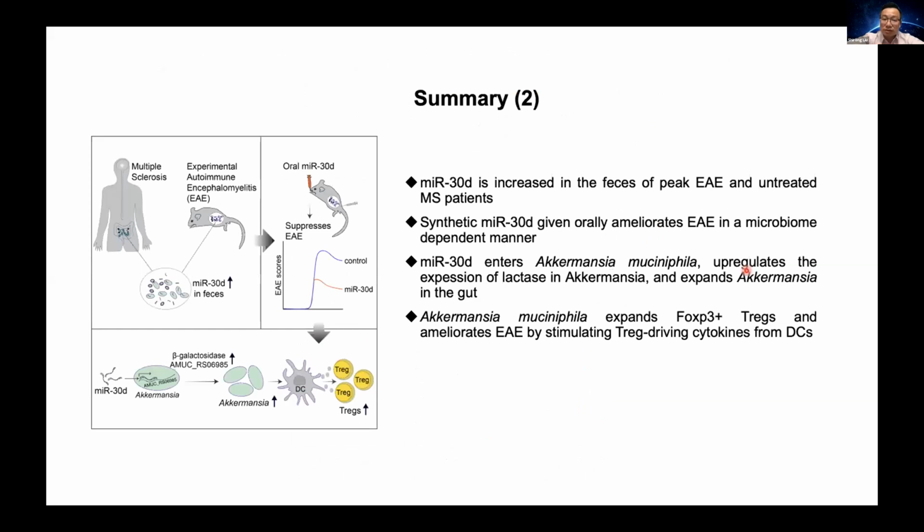Here I just want to summarize the second part. We found the microRNA miR30 is increased in the feces of peak EAE and untreated MS patient. And we found that the synthesized miR30, given orally, can improve EAE in a microbiome dependent way. We found miR30 can enter the Akkermansia, upregulate expression of the lactase in Akkermansia, and expand the bacteria in the gut. And Akkermansia can expand the Foxp3 positive Tregs, and then improve EAE.